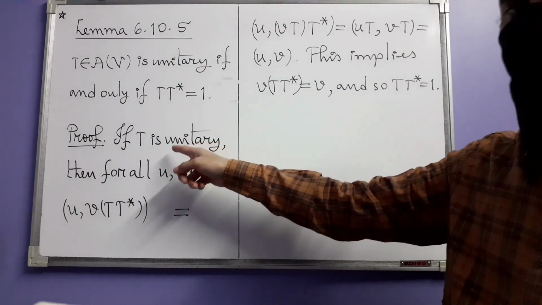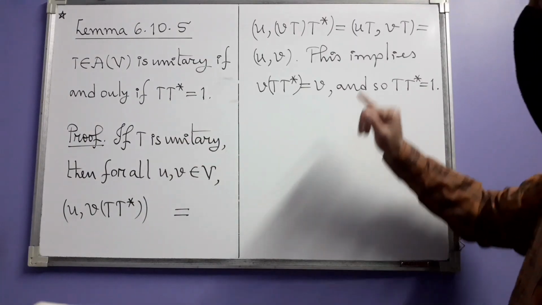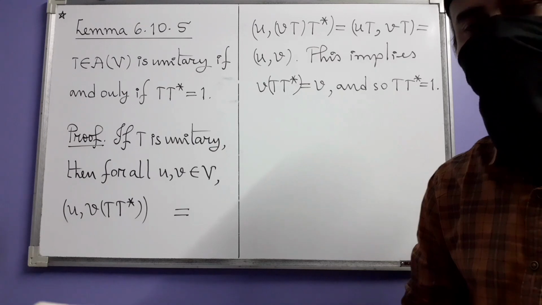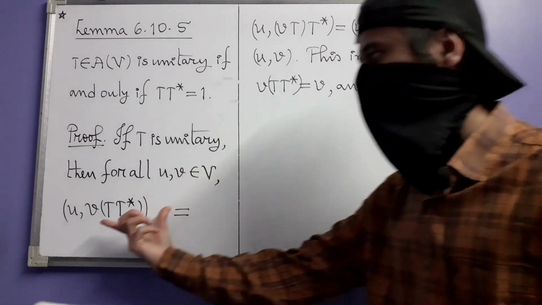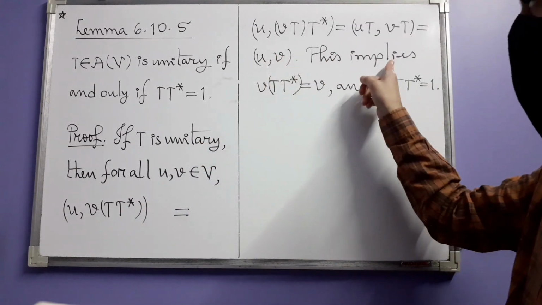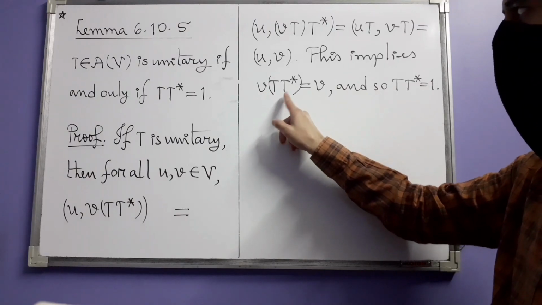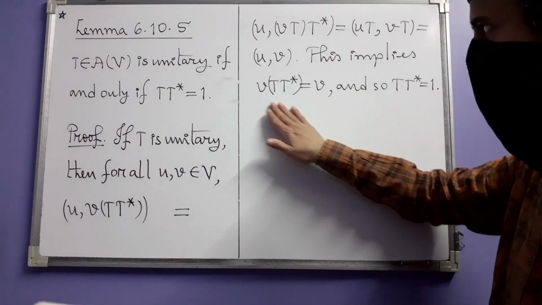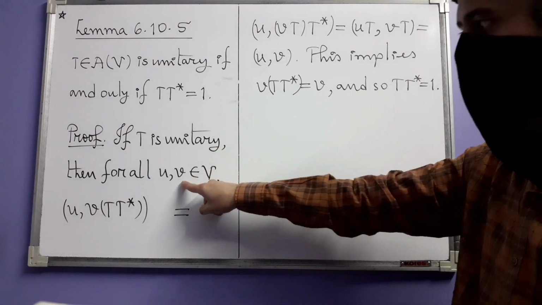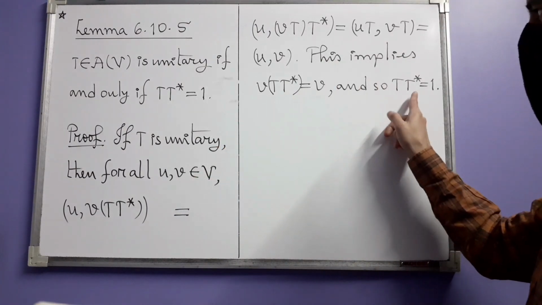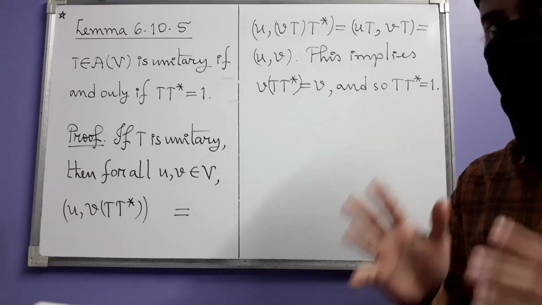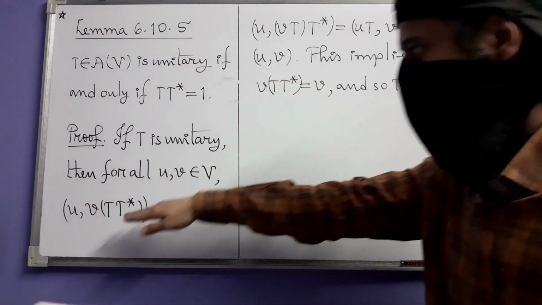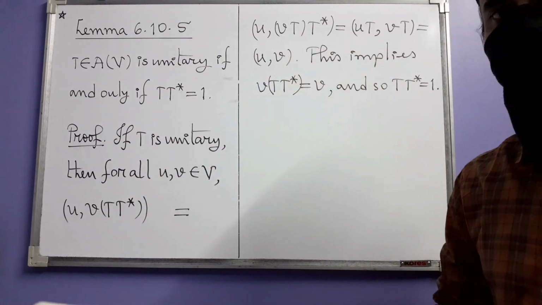Now you use your hypothesis that T is unitary. So the inner product of uT and vT will be equal to the inner product of u and v. And the fact that this equals this implies that this vTT star has to be equal to v. Now because this is true for any v belonging to V, so this is the identity operator. However, what is not immediately clear is how exactly this thing implies this.